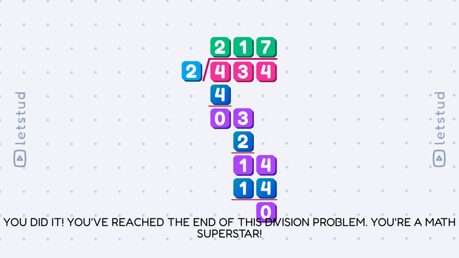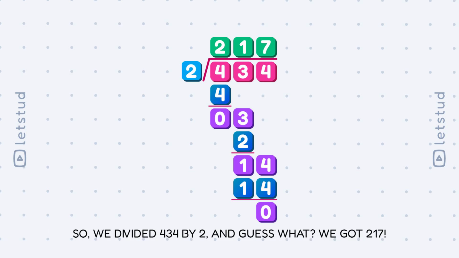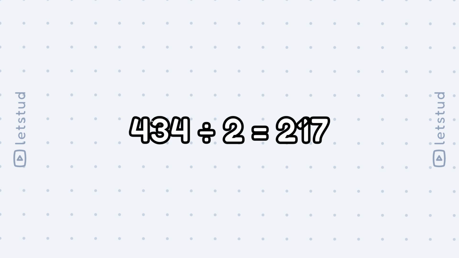You did it. You've reached the end of this division problem. You're a math superstar. And that's it. We've divided 434 by 2. Our final answer is 217. Hooray. So we divided 434 by 2, and guess what? We got 217. Great job, everyone! We just conquered 434 divided by 2, step by step. Remember, long division is like a puzzle, and you solved it with a score of 217.